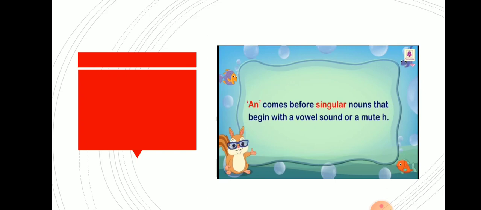Sometimes children get confused that if a word or a noun is starting with a, e, i, o, u, we should use an before that. But we have to keep in mind that no matter what the spelling starts with, the sound should be of a vowel, right? The beginning sound, the first sound of the word, should be of a vowel.